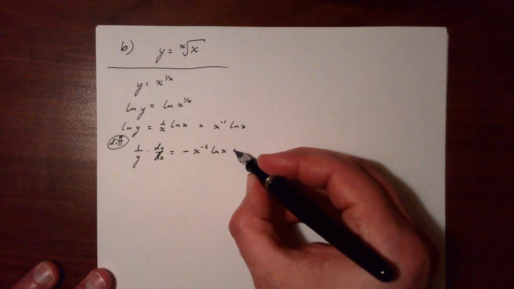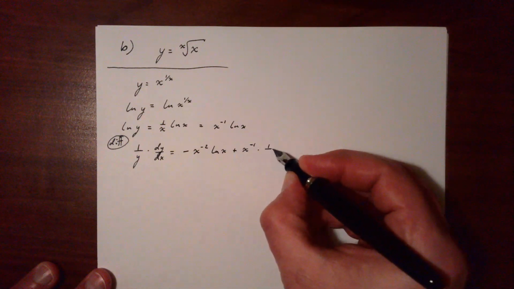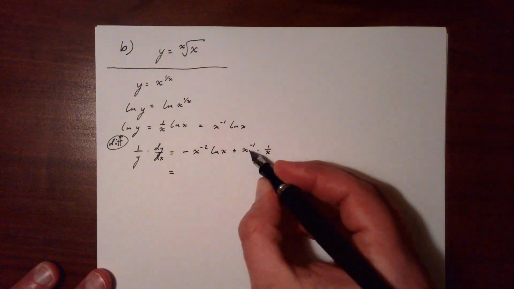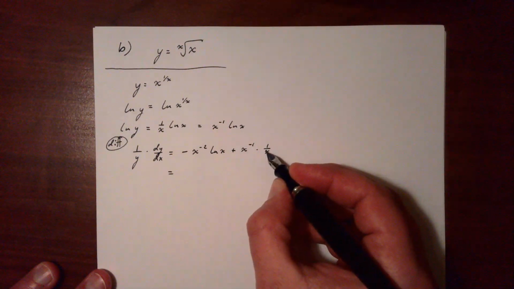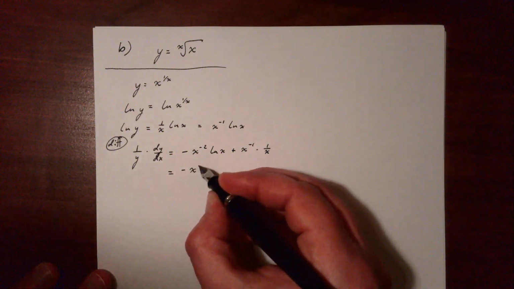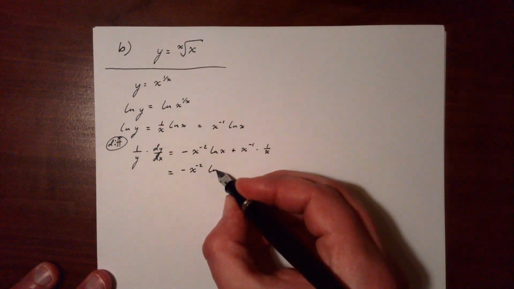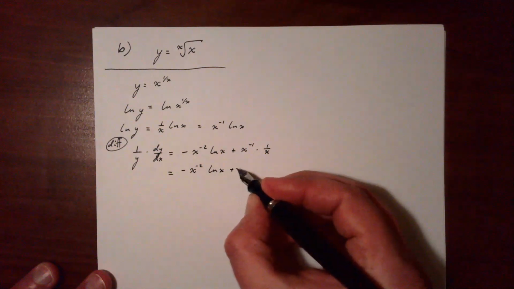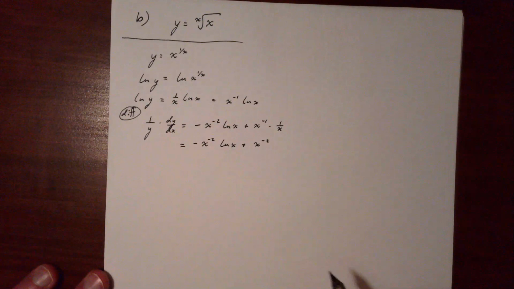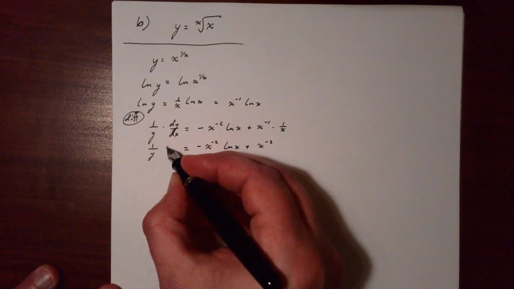And then plus the derivative of the second. So x to the negative 1 times 1 over x. But wait, 1 over x is the same as x to the negative 1, so this is actually x to the negative 1, x to the negative 1. So it's going to be, all together here now, negative x to the negative 2 ln x plus x to the negative 2. Well, that's what 1 over y dy/dx is.